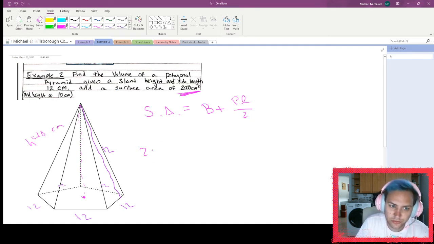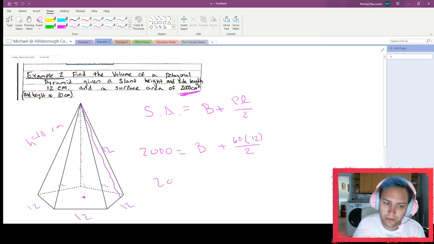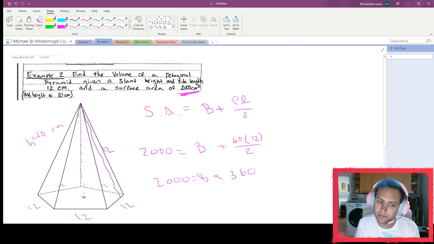I know the surface area is 2,000. I don't know what the area of the base is, but that would help me find the area if I knew it. I can find the perimeter, right? The perimeter of the base is easy. There's 12 five times, so I'm going to have a perimeter of 60. My slant height is 12, divided by 2. Well, I can work through that, right? 2,000 is going to equal B plus 60 divided by 2, which is 30. 30 times 12 is 360. Subtract that 360 from both sides.